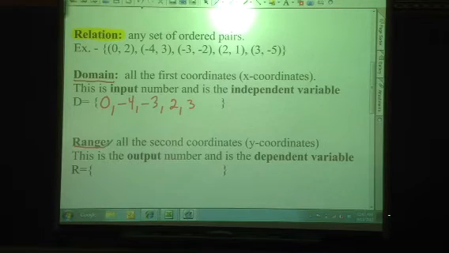The range, those are the second coordinates within an ordered pair, or our y values. And that is the output number, or the dependent variable. So if I want to list the numbers in the range, I simply look at the values for y. 2, 3, -2, 1, and -5. Again, I just looked at my values for y. So as you can see, it's not very hard to identify the domain and range.